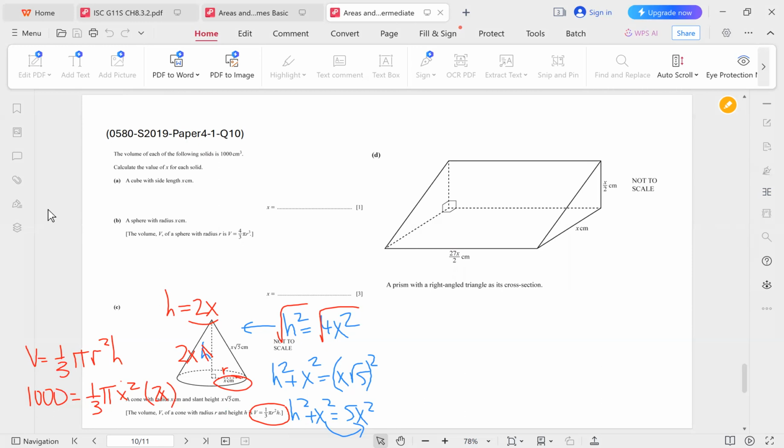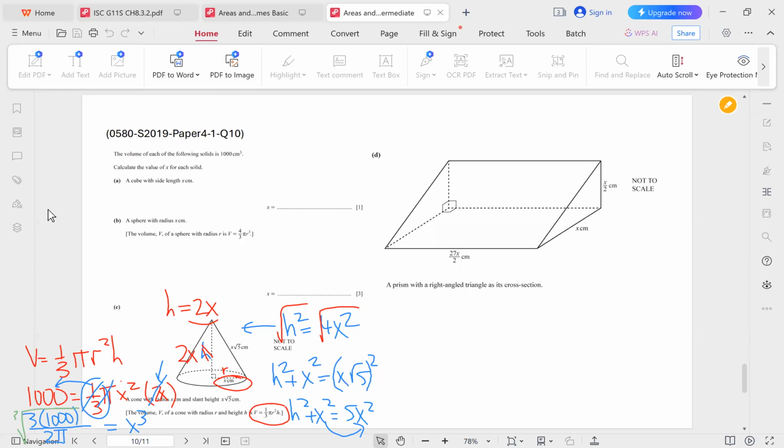So you can take the 3 to the other side. The 1 over 3 becomes 3 on the other side. So you have 3 times 1,000 over pi. And we no longer have these. And as well as the 2, we need to get rid of that as well. So we have to put the 2 in the denominator here. And on the right, you have x power 3. So you can just take a cube root like we did last time. So cube root of 3 times 1000 over 2 pi.